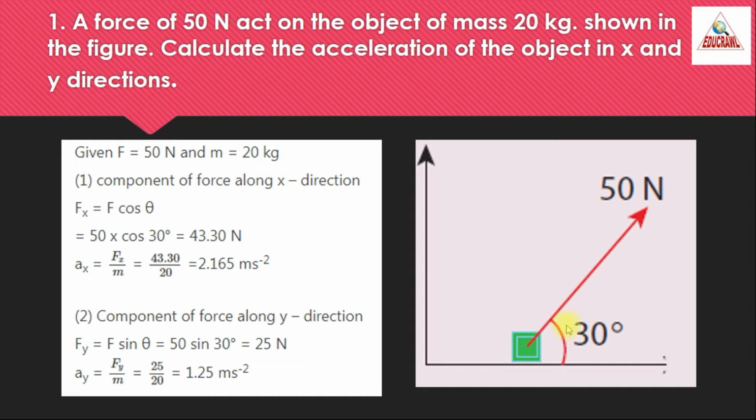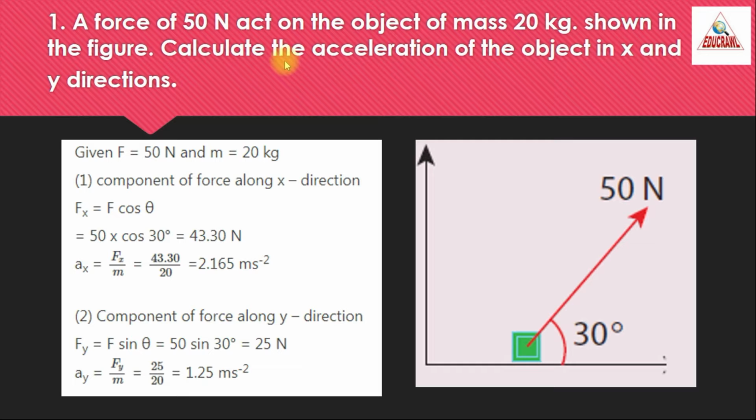See the diagram. The force is acting at an angle theta which is given as 30 degrees. So we can resolve the force into two components, x component and y component. First, the component of force along x direction we will find, which is Fx = F cos theta. F value is given as 50 Newton, theta value is given as 30. Substitute in this equation. So Fx = 50 into cos 30, which is equal to 50 into root 3 by 2. So the answer is 43.3 Newton.